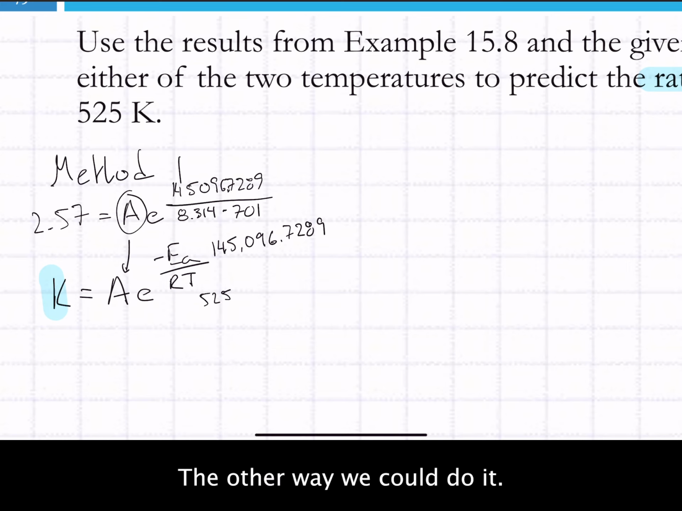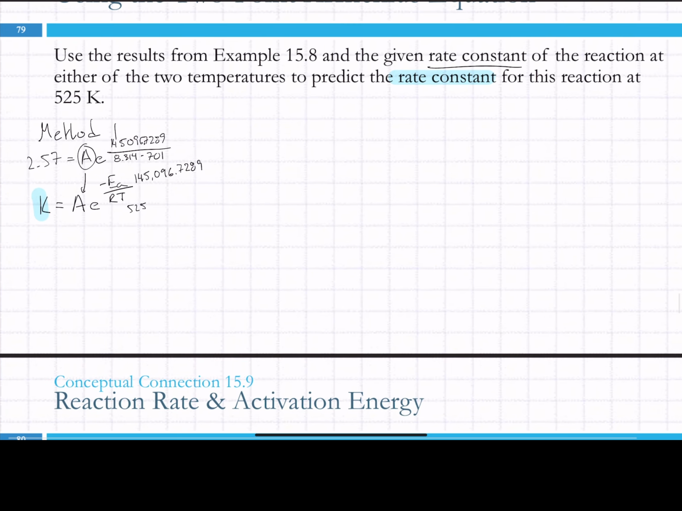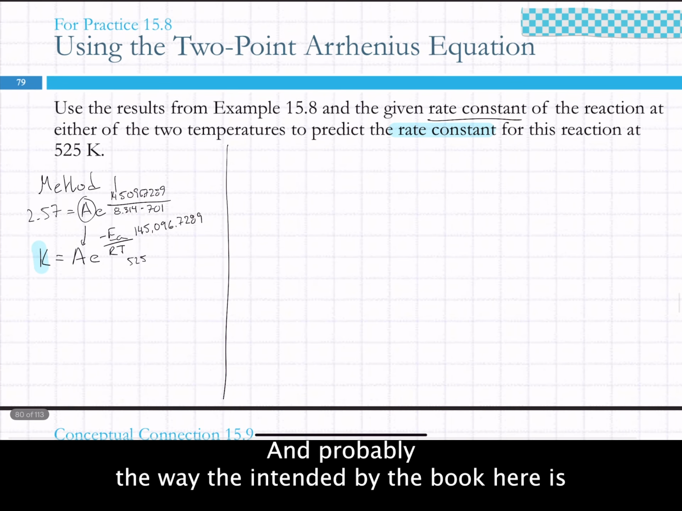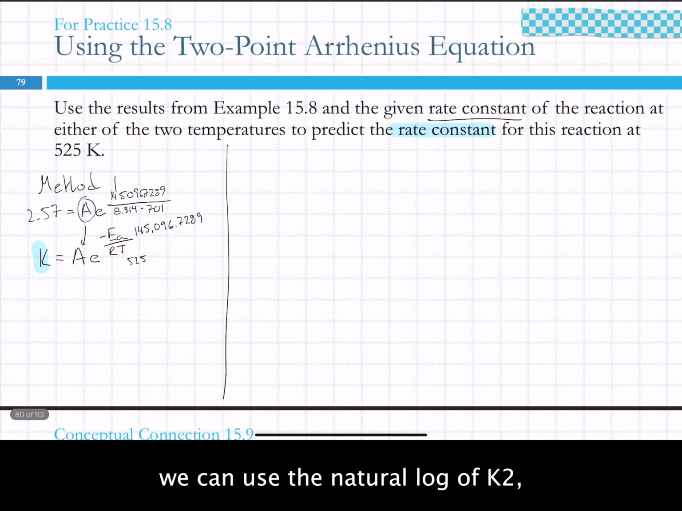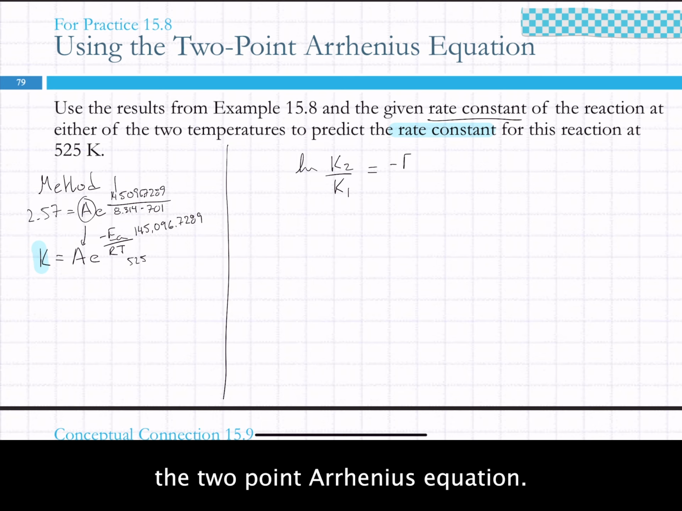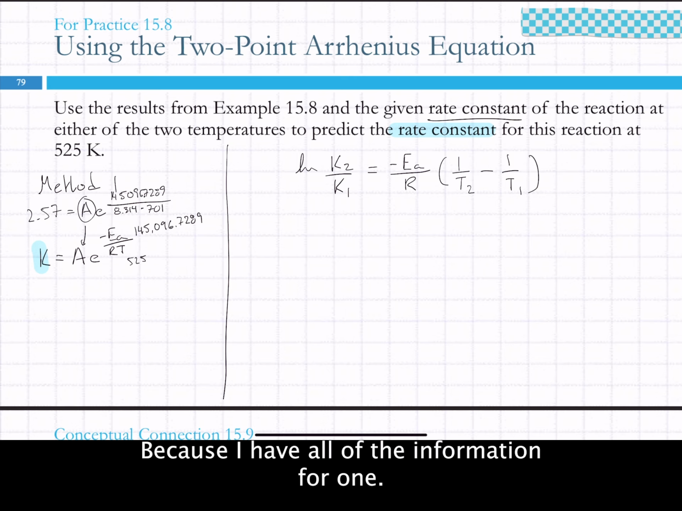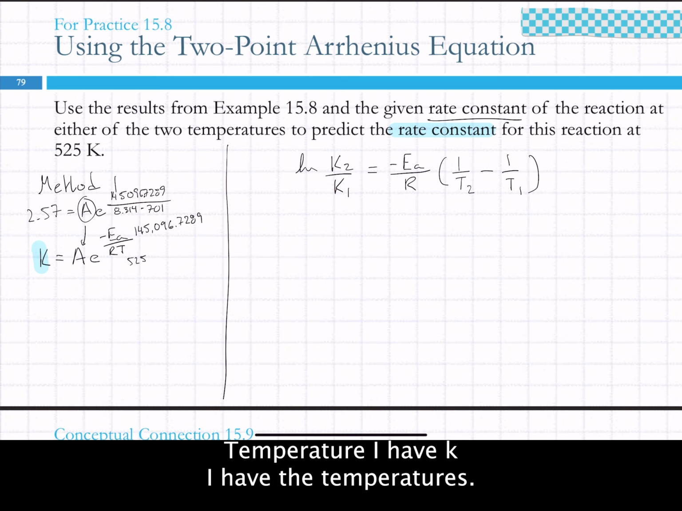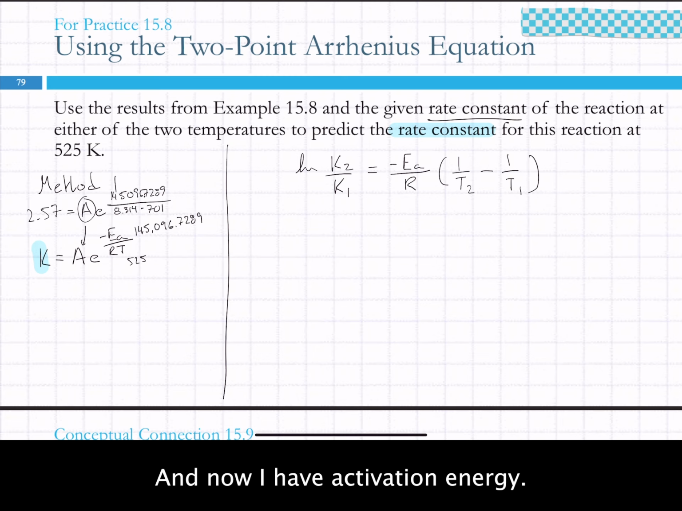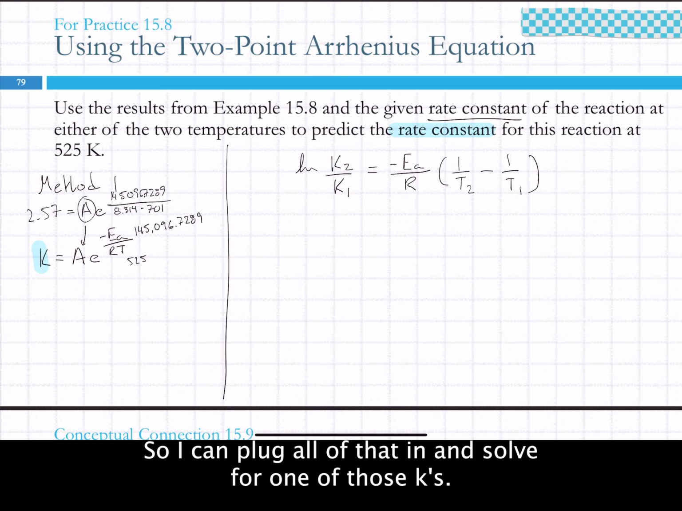The other way we could do it, and probably the way intended by the book here, is we can use the natural log of K2, the two-point Arrhenius equation. Right, because I have all of the information for one temperature. I have K, I have the temperatures. And now I have activation energy, so I can plug all of that in and solve for one of those Ks.